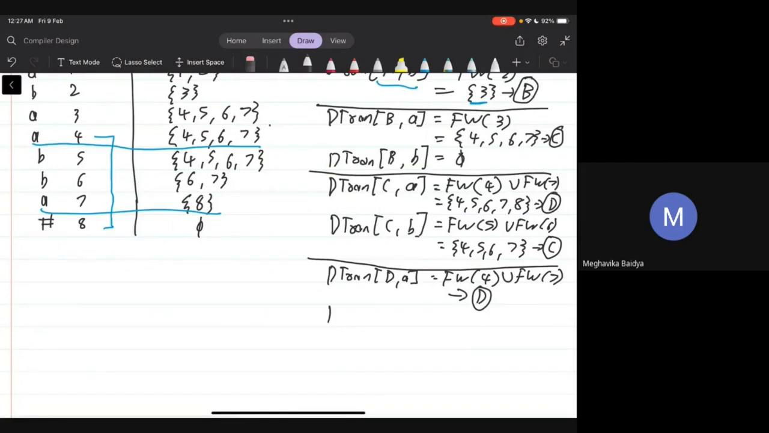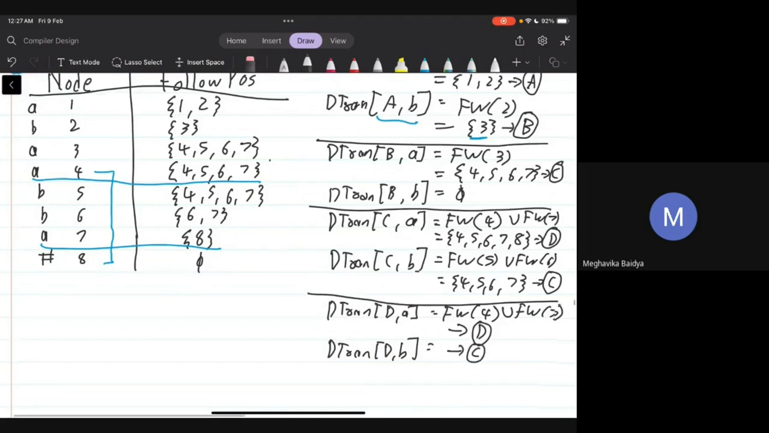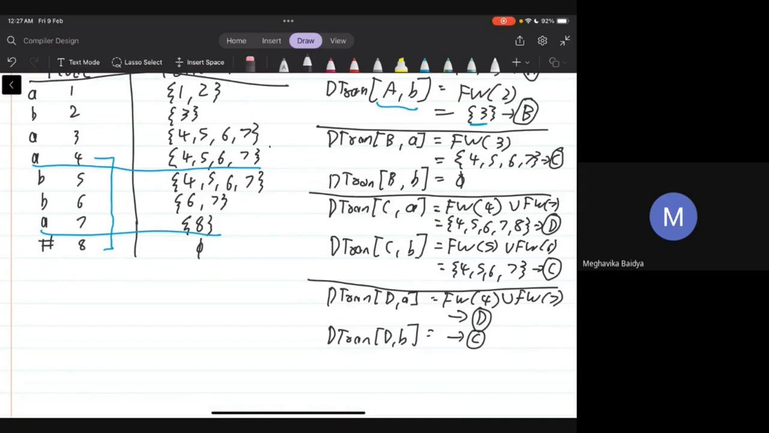And then Dtran of D comma B. What is D comma B? For Dtran of D comma B, it's 5 and 6 again. So what is 5 and 6 going to? That's C, right? So you can directly write C. And now there's no new states. So your Dtran is done.